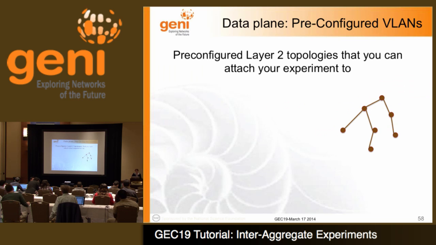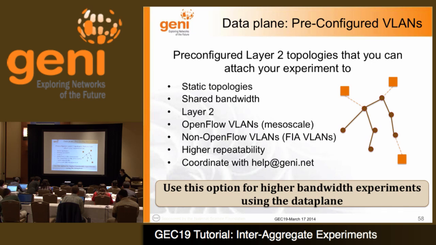Now, what if I talked about these pre-configured VLANs? What is that? They're layer 2 topologies that you can attach your experiment to. We've already made these topologies, and they're out there available. The only thing you have to do is reserve your nodes and attach to these pre-created topologies. These topologies, of course, are static. The bandwidth is shared. All of them are layer 2.